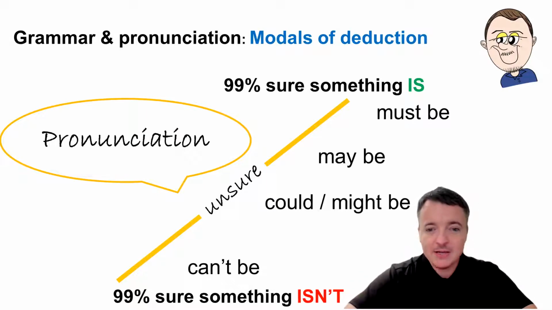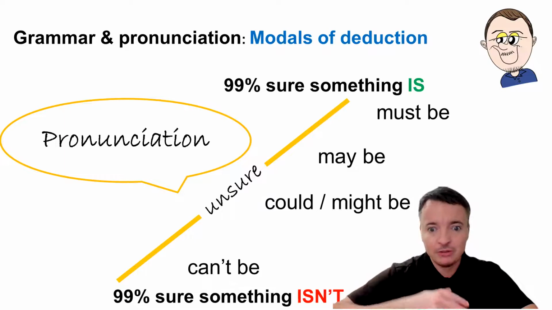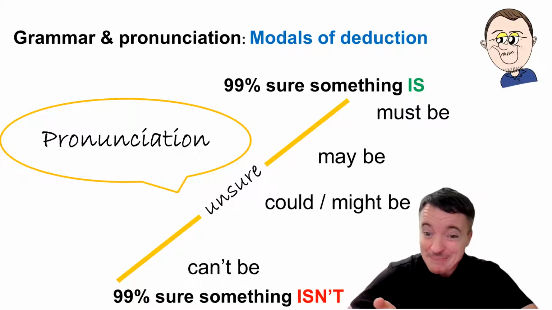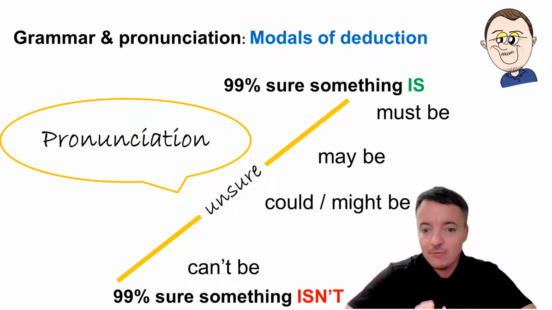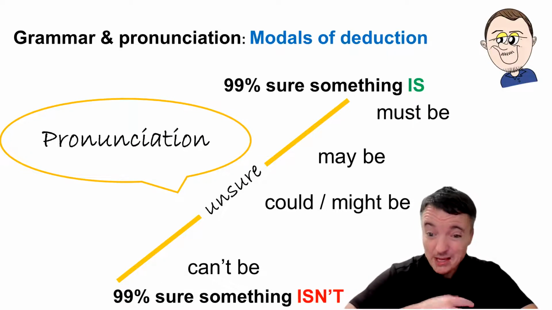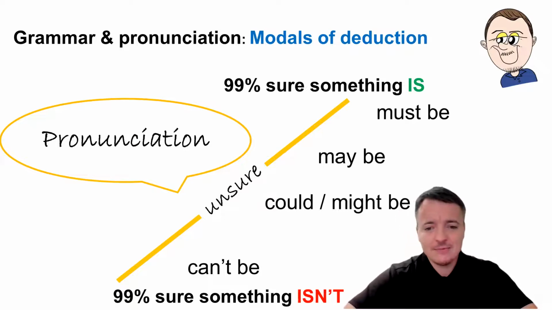It must be. Ooh, it may be. Ooh, I'm not sure. Could be. It might be. Sure something isn't. It can't be. One more time. Quickly repeat. It must be. It may be. It could be. It might be. Oh, it can't be.